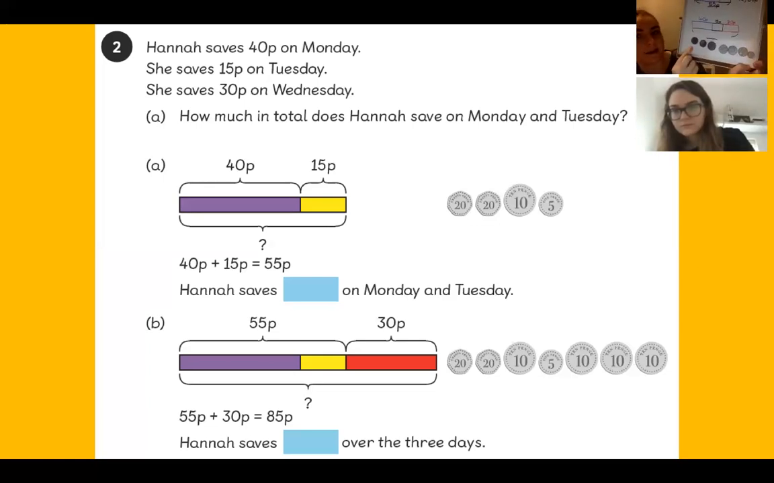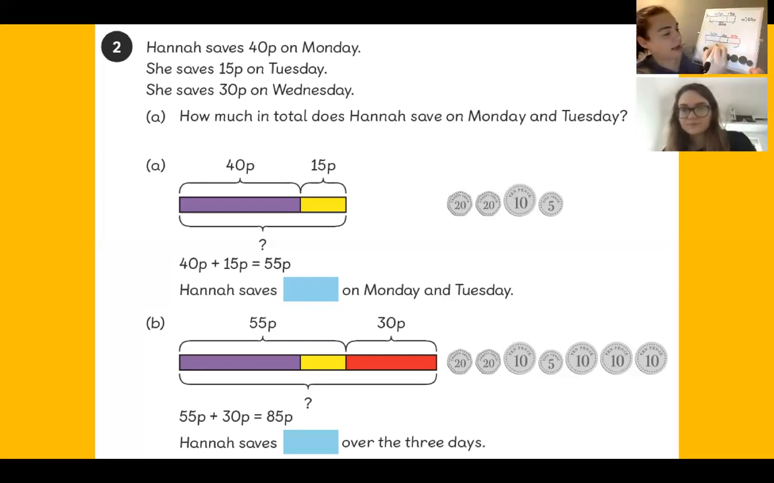So 20p, add 20p is 40p, add 10 more is 50p, add 10 more is 60p, add 10 more is 70p, add 10 more is 80p, add 5. Good. 85p is how much money Hannah saved for Monday, for Tuesday, and for Wednesday. Altogether, she saves 85p over the 3 days. That was a bit of a tricky question, but you just did amazing. Well done, Year 2.